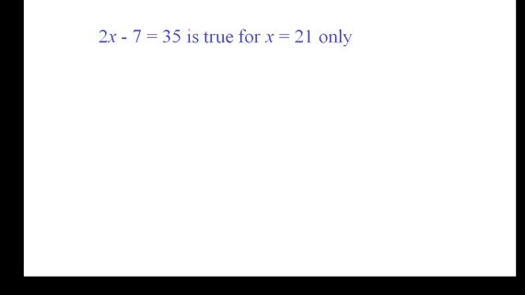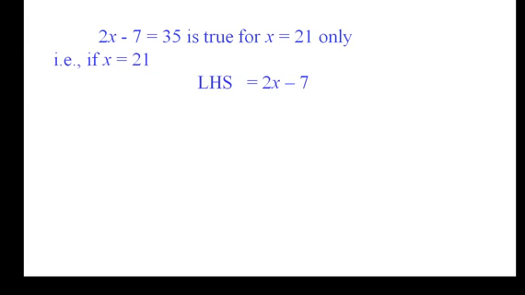Once you check, 2x minus 7 is equal to 35 is true for x is equal to 21 only. If you substitute any other value in the place of x, we won't get 35. For example, I am going to substitute 30. 2 times 30 is 60. 60 minus 7 is equal to 53, not 35. If you substitute any value instead of 21, we won't get 35. So except 21, all remaining values are not solutions of the given equation.